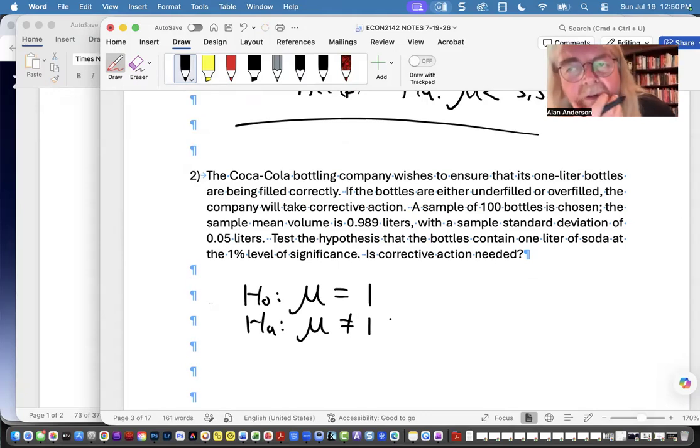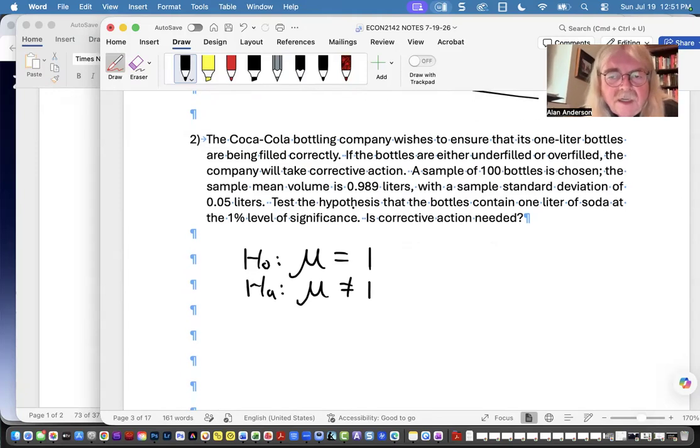Now, again, just like before, we want to know about it if the mean is not equal to 1, but we need hard proof of it because this is going to be a very costly procedure if we have to correct the way the soda bottles are filled. So we'll do this if it's necessary, but only if it's absolutely necessary. So because we're looking for evidence that the mean is different than 1, that becomes the alternative hypothesis. And then the null would be that it does in fact equal 1. Alpha is 0.01.